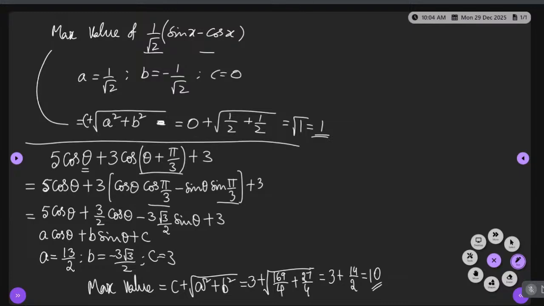Or c minus root of a square plus b square. Okay, finished? Right.